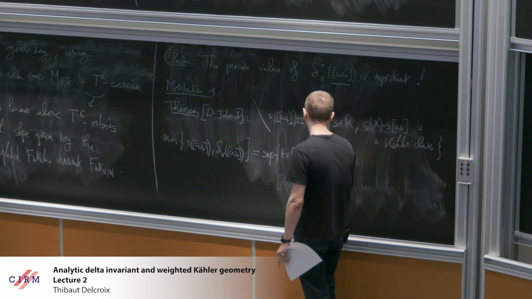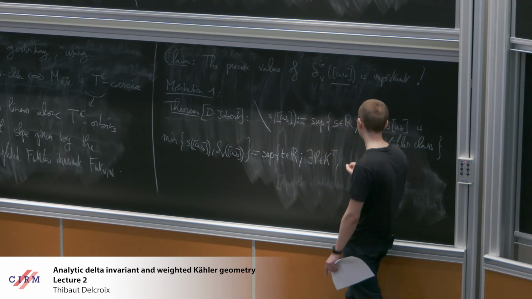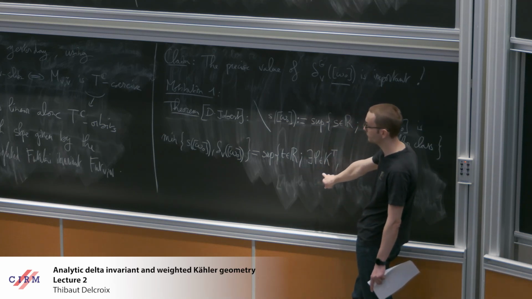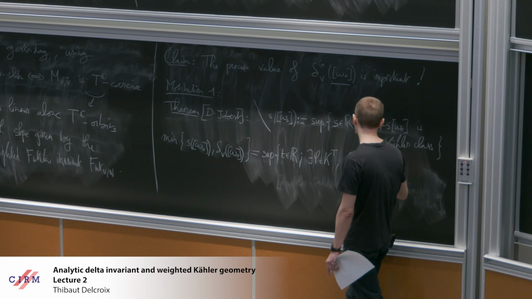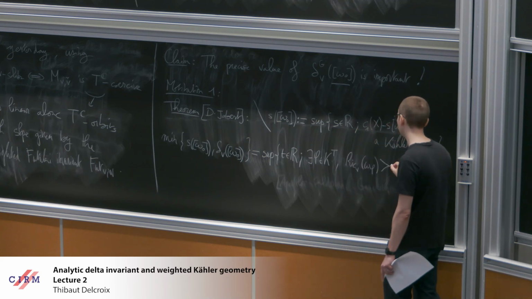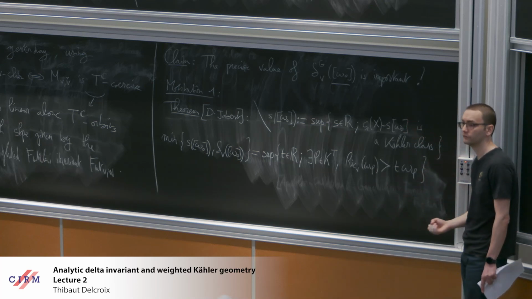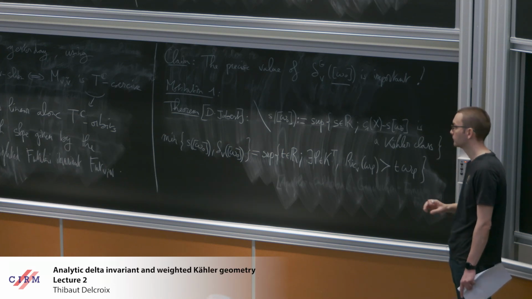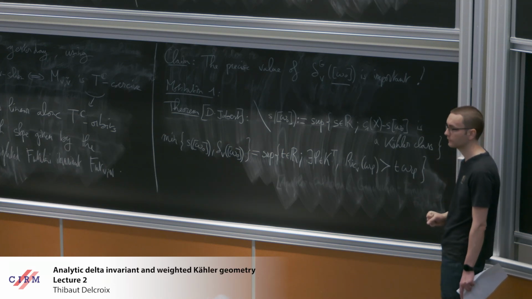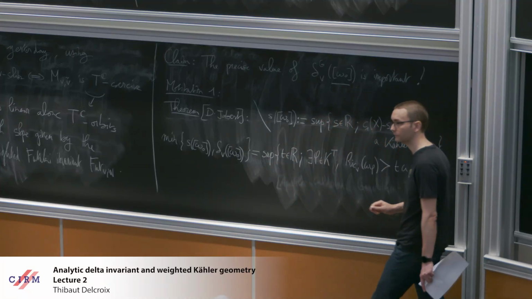So the set, the greatest real number t such that there exists a Kähler metric in the Kähler class omega 0 such that the weighted Ricci of omega phi is bigger than t times omega phi. Here this inequality means the difference is Kähler. So this equality holds for any compact Kähler manifold, any Kähler class. And it's about twisted KE metrics.